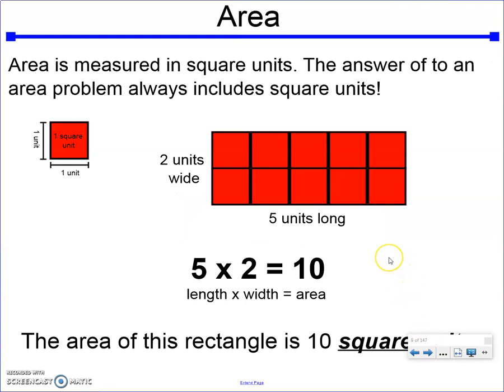Area is always measured in square units. So the answer to an area problem always includes square units. The area of this rectangle is 10 square units.